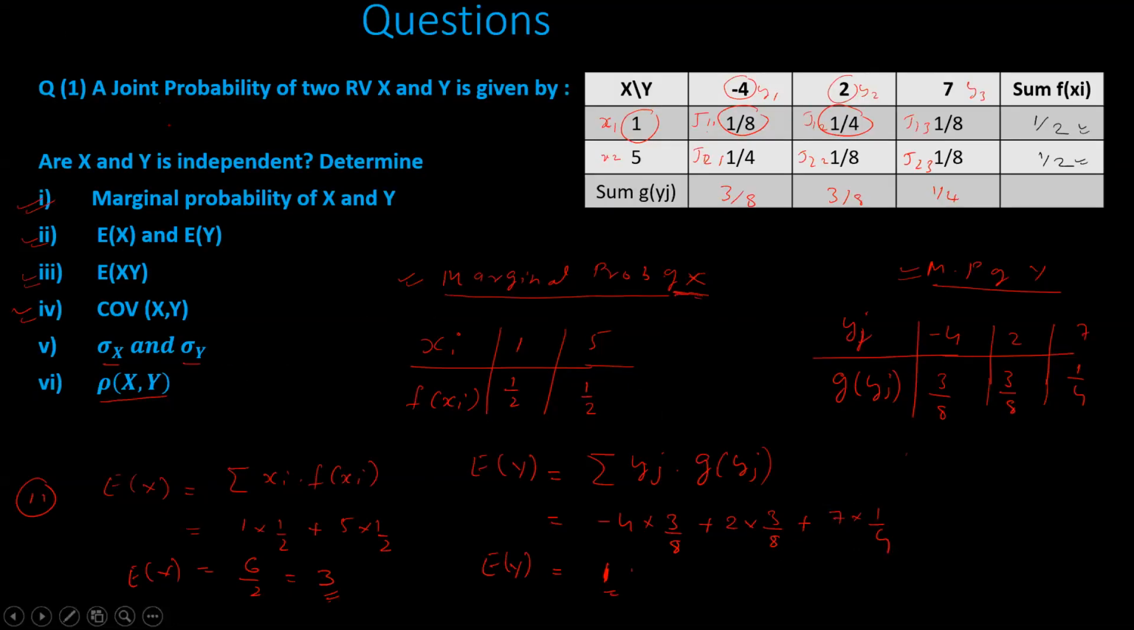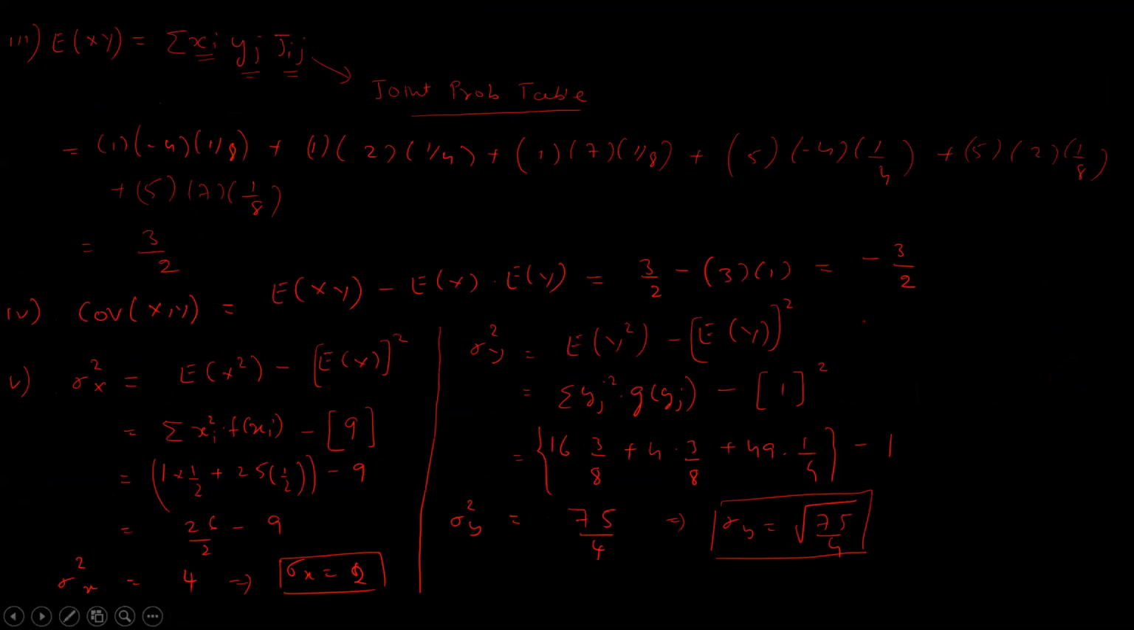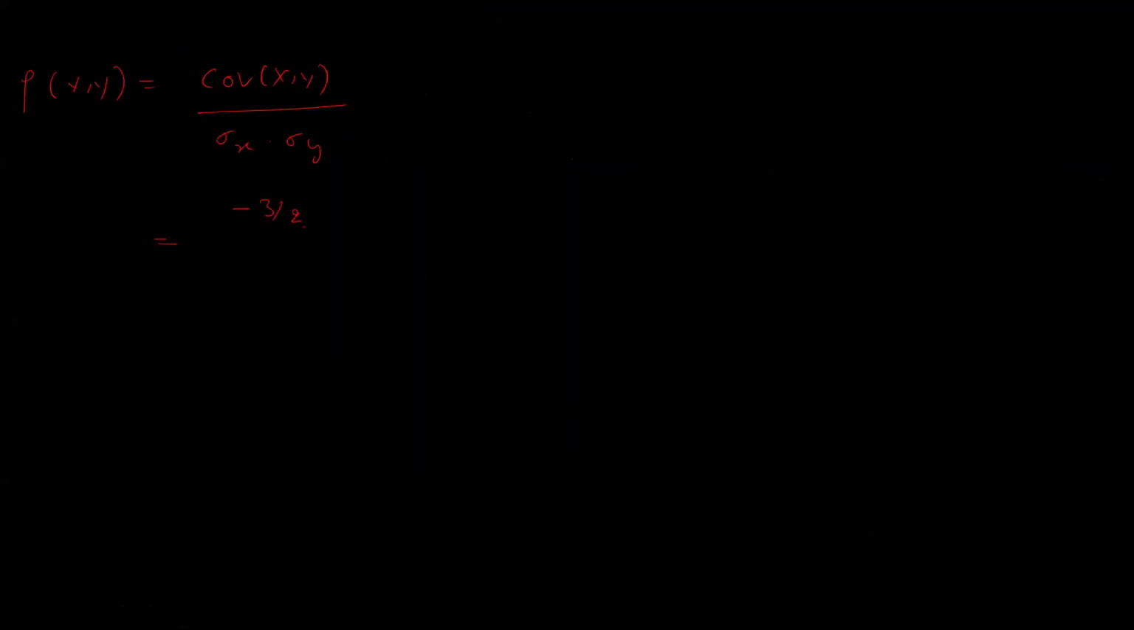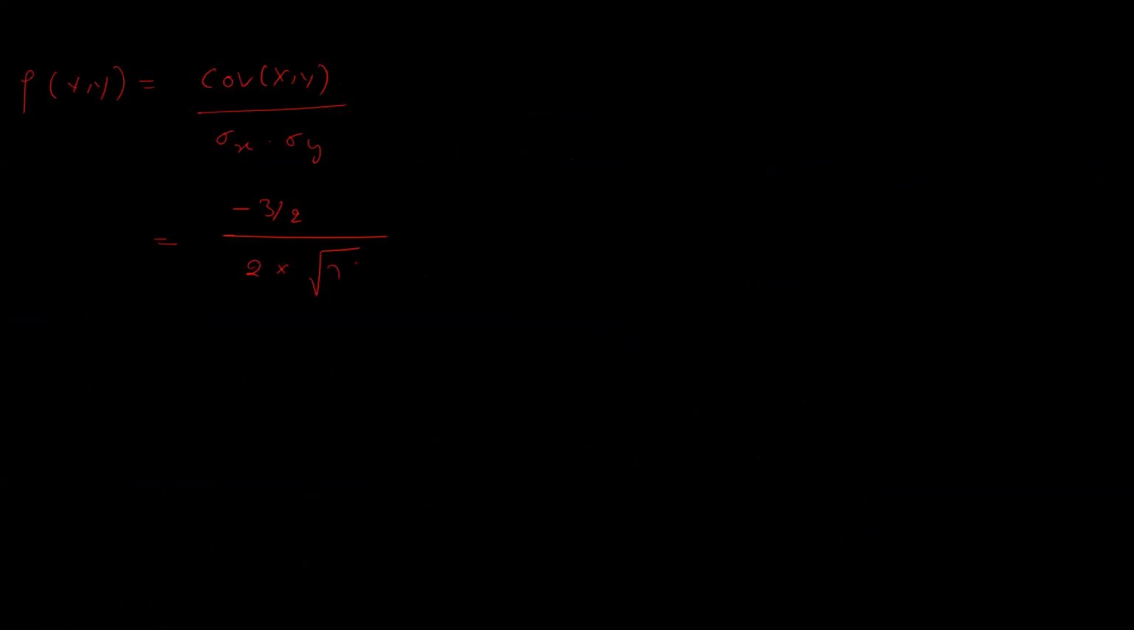So I will take the correlation value. The formula is covariance of x comma y divided by standard deviation of x into standard deviation of y. So covariance of xy, how much we have got? Minus 3 by 2. So I will just substitute minus 3 by 2 whole divided by sigma x is 2 into sigma y is square root of 75 by 4. If we just calculate this quickly, I will get the answer as minus 0.1732. So that is the value of x comma y.